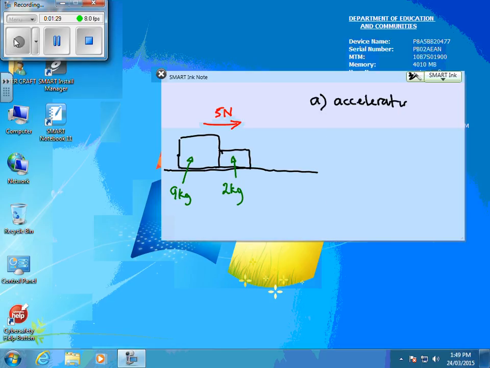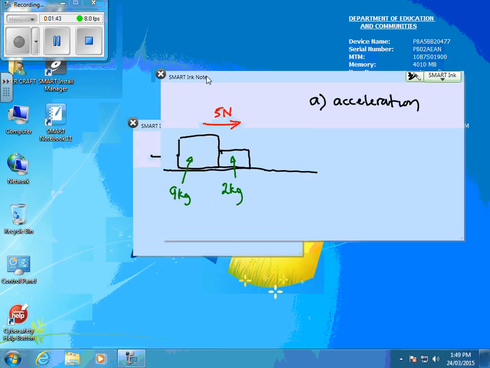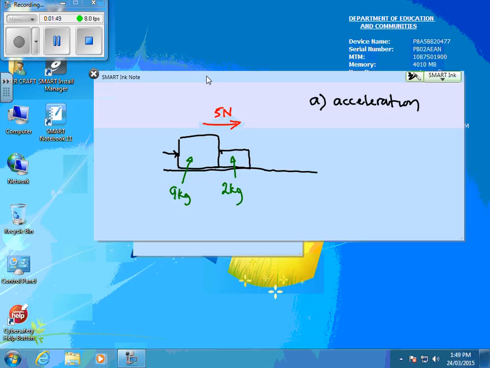Now the thing about acceleration for this is that one thing you have to be aware of is this idea of a system. So where is the force in this case? The 5 newton force is actually being applied to that box there. So they're being accelerated in this direction. Is it going to be 11 over 5 or pi?